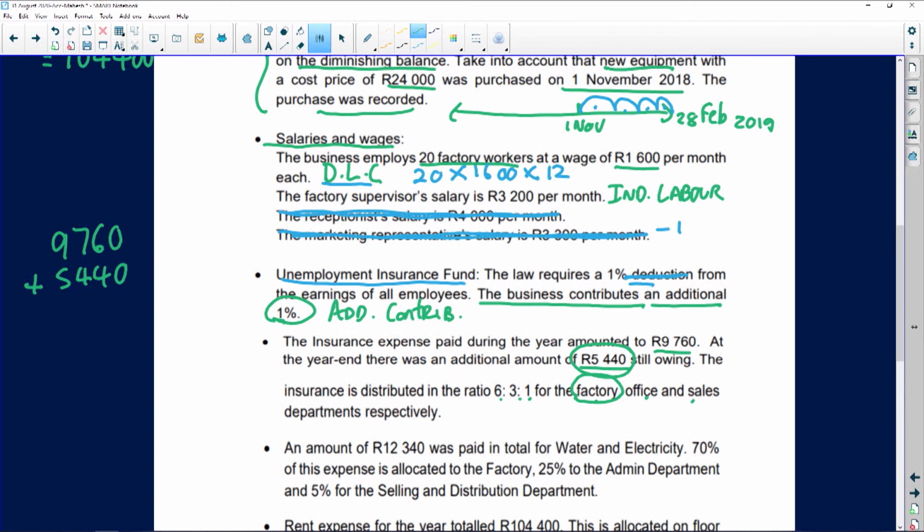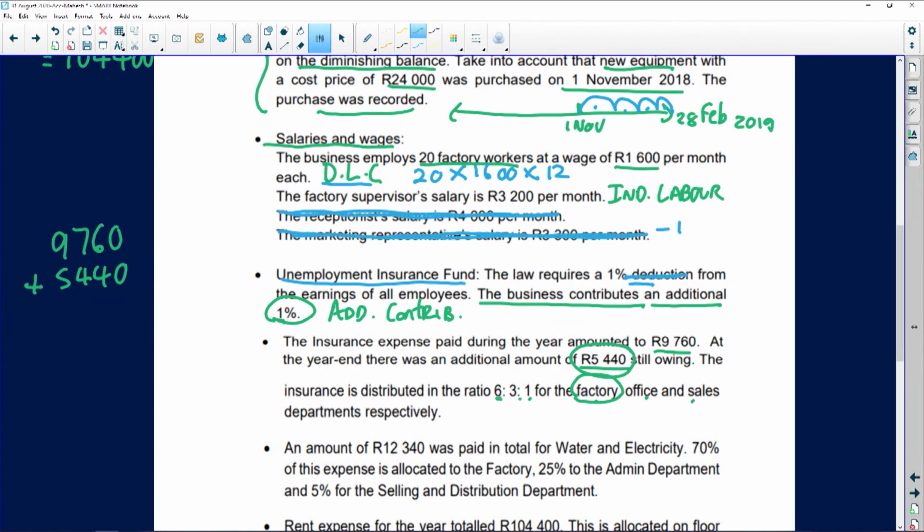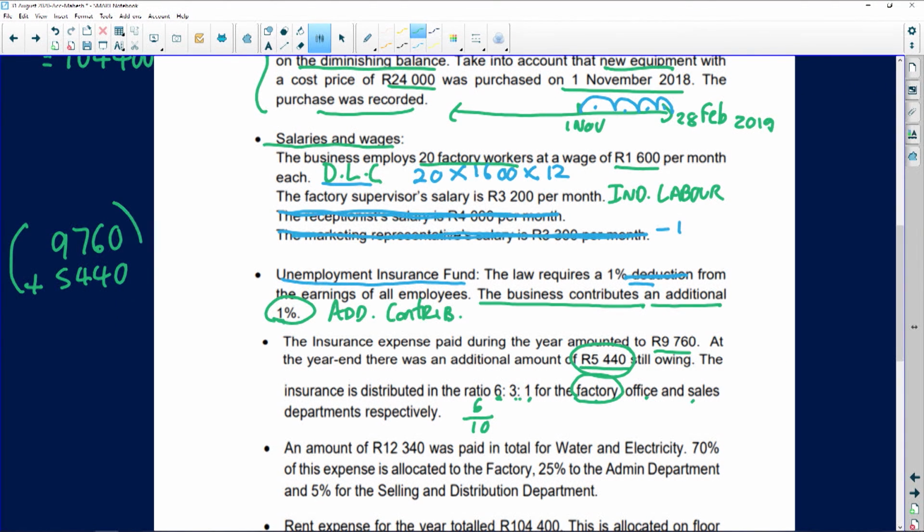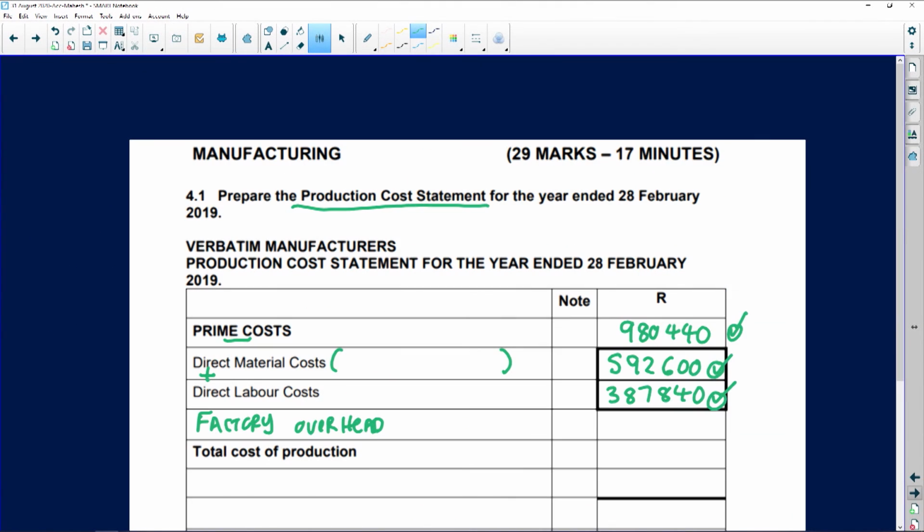So I'm going to add 5,440. And once I've added the accrued expense, I am now going to apportion 6/10. Where am I getting the 10 from? 6 plus 3 plus 1, so 10. Remember, the insurance is 6/10 for the factory. So what have I done? I'm adding accrued expense and then multiplying this by 6/10. Not the other way around, guys. Always take into account the year-end adjustment first. So let's write that down in our answer book.